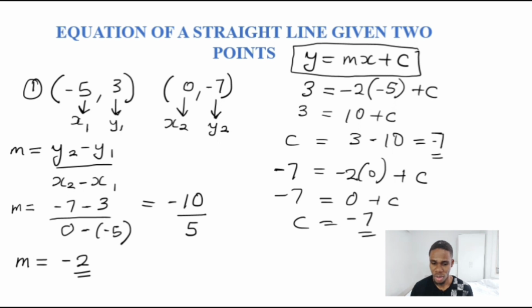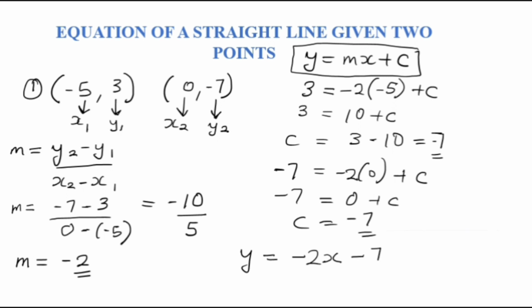So now we have our m, we have our c. So we can now write our equation for what? You guessed that right, our straight line. So we have y equals -2x plus c. C is -7. And this is the equation for the straight line given these 2 points.